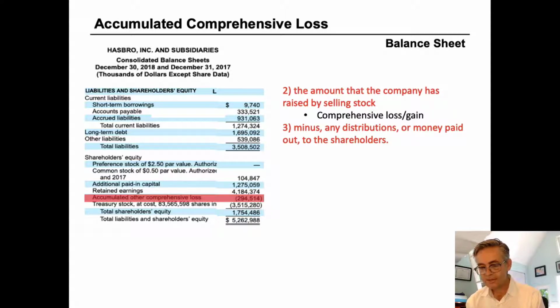And now we have accumulated comprehensive losses. These are the unrealized losses that Hasbro has accumulated in other investments. So these could be things like joint ventures, foreign exchange hedges, pension plan investments. These are paper losses only, and they're not included in net income yet because they haven't been realized. So if nothing else changes, these losses will eventually be reported as negative net income on the income statement. These could also be a positive value, and they could be labeled as comprehensive gain. Retained earnings and comprehensive losses or gains fit into our second bucket. This is the profit that the company has made net of distributions to shareholders.